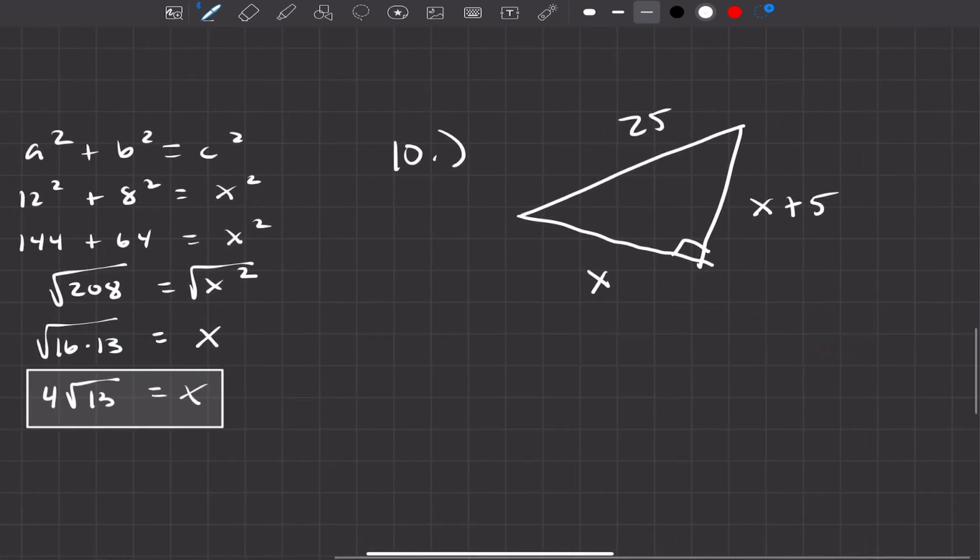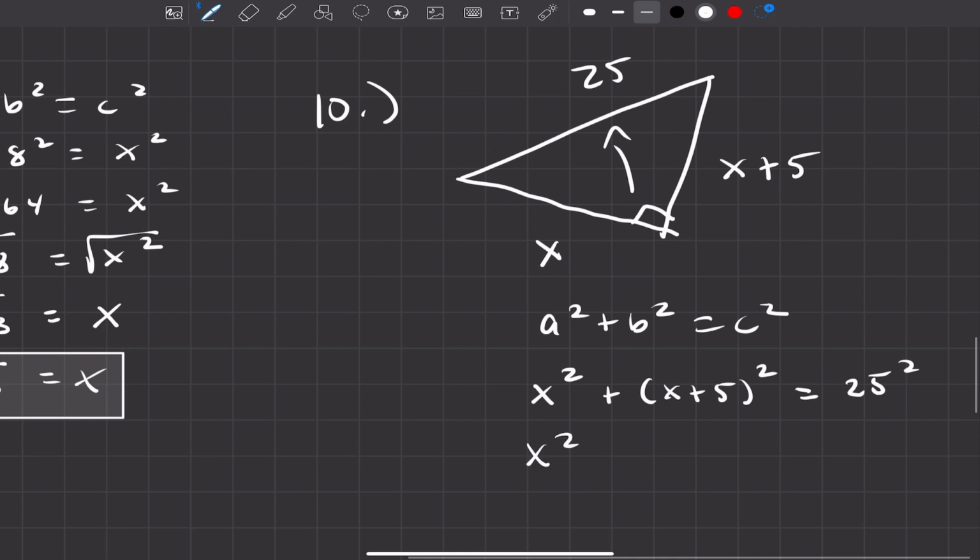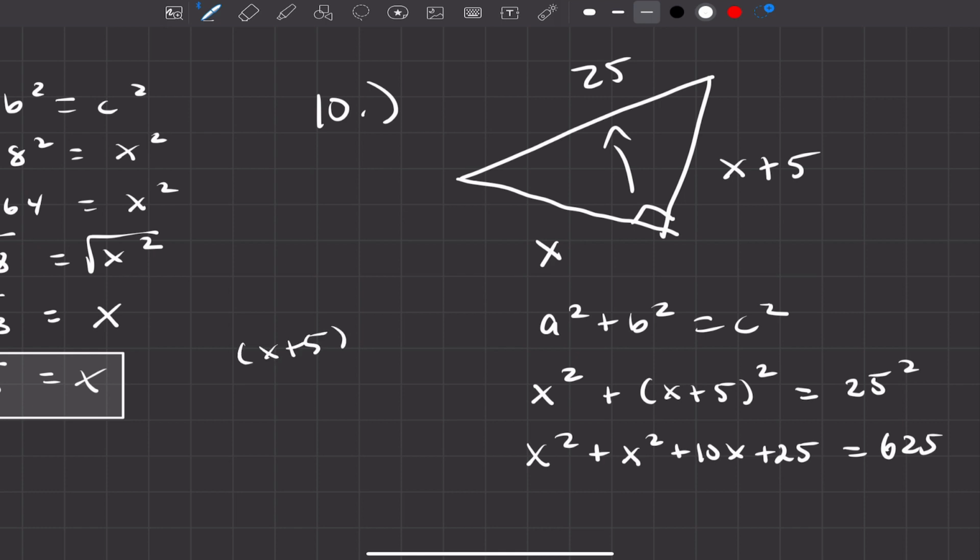Number 10. Okay, so again, we're going to do a squared plus b squared equals c squared. Notice your hypotenuse is 25. So a squared will be x squared, plus b squared will be (x plus 5) squared, equals c squared, that's 25 squared. So x squared is just x squared, and then (x plus 5) squared is x squared plus 10x plus 25 equals 625.